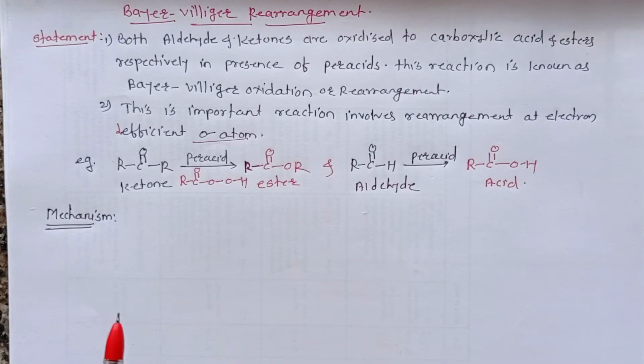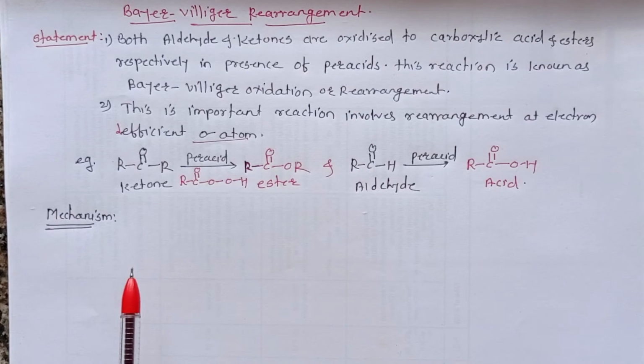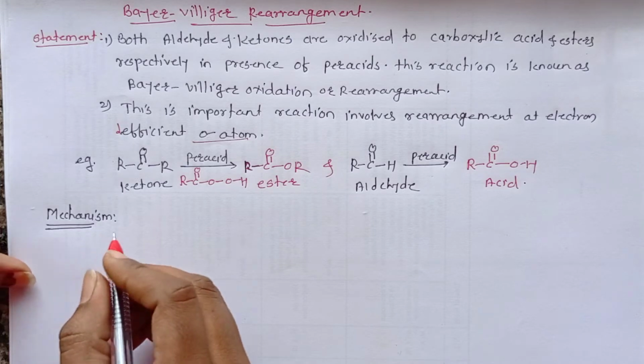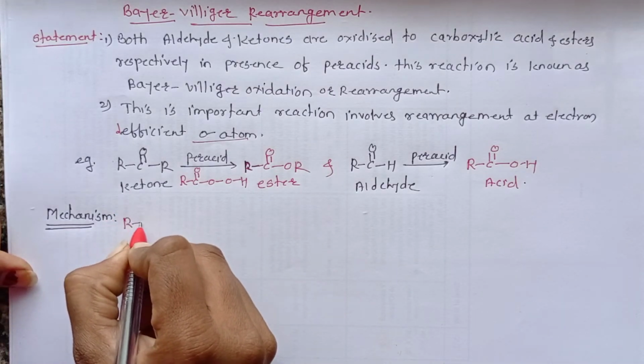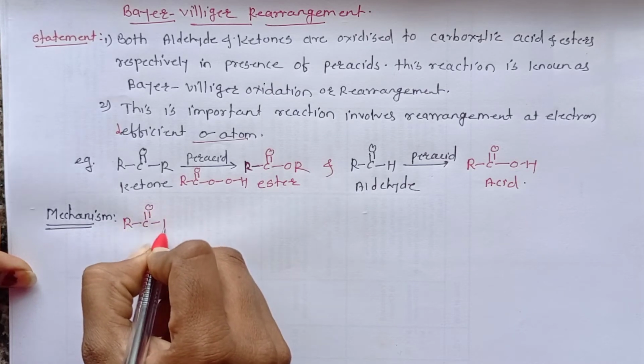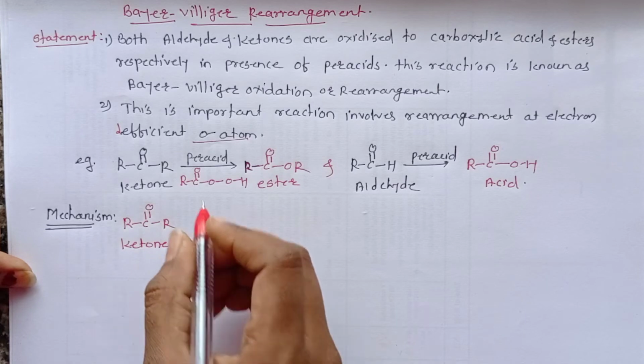So we have to discuss here the mechanism of Baeyer-Villiger rearrangement or Baeyer-Villiger oxidation. So we have to take here ketone. See here, R C double bond O R, that is your ketone. This is your starting compound.